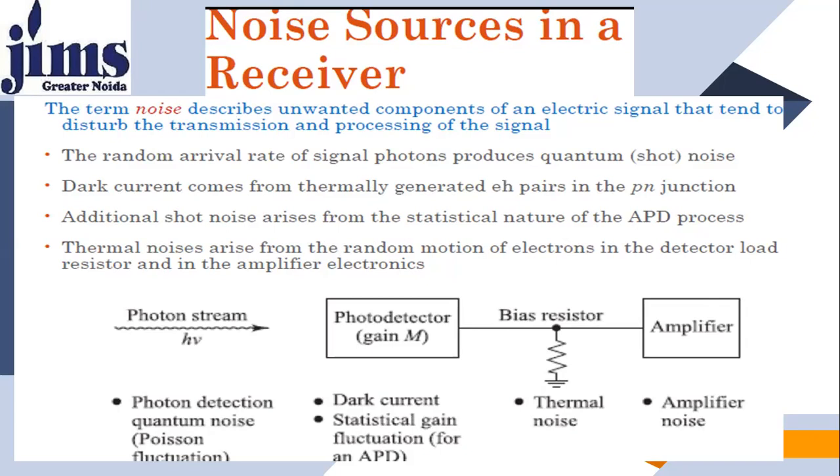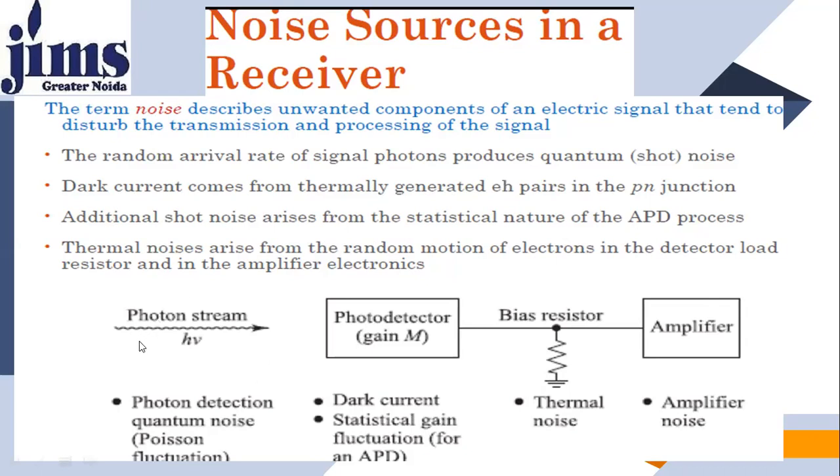Thermal noise means when you take the output, we have some load. Because you always take the output through some load, the load has some resistance, and that creates a thermal noise, right? So basically, these are the sources of the noise that come in the scene of optical receiver operation.